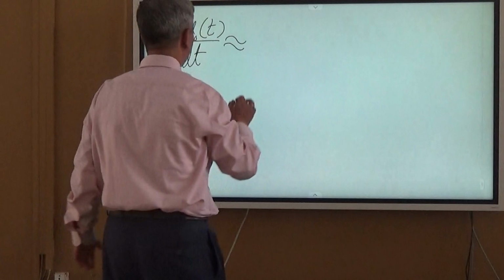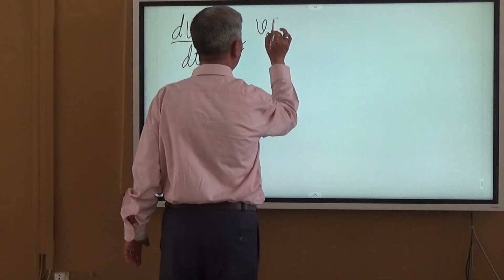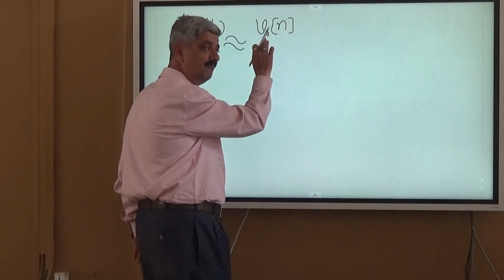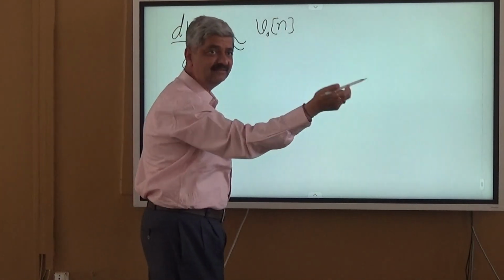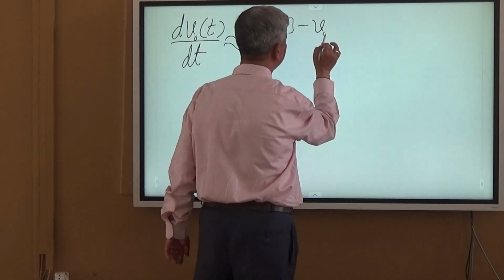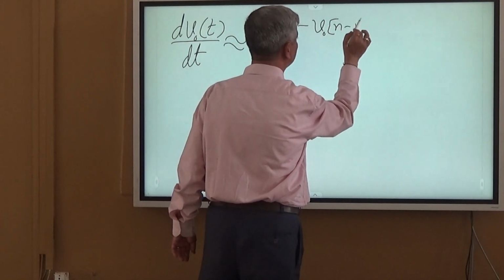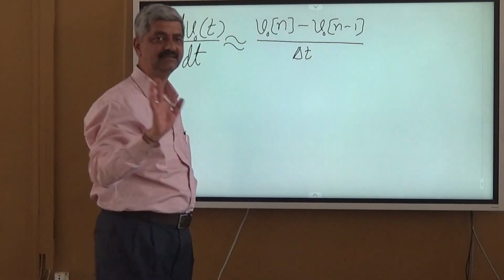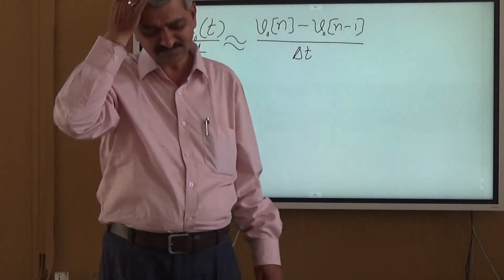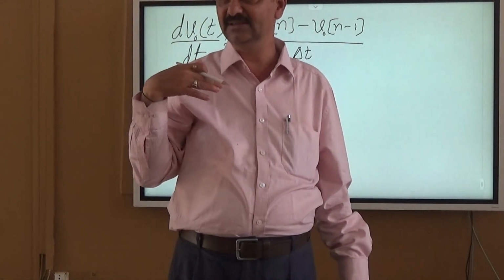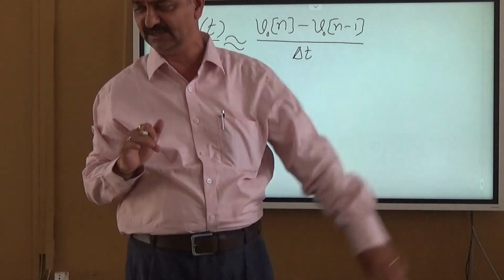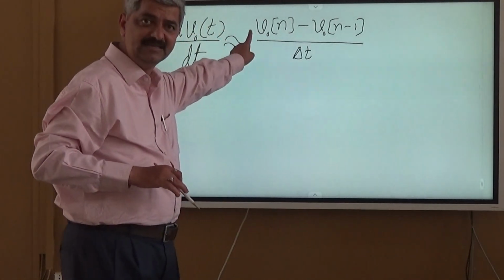What is the difference in time? Delta t. So VO at n, minus the previous sample. What is that? VO at n minus 1, upon delta t. Now you can use capital T also or delta t. Anyway, it will be coming into some constant. Is it right? It is dVO/dt.